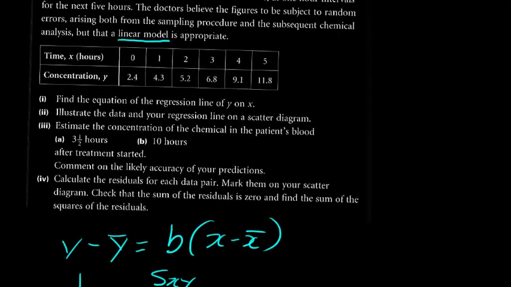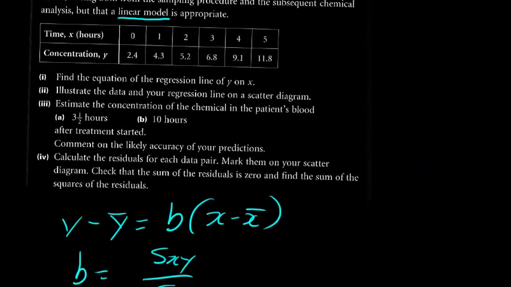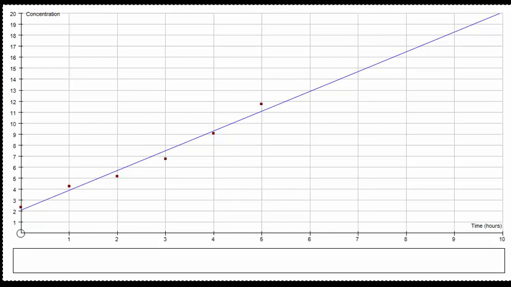So what's the next one after that? Calculate the residuals for each data pair, mark them on your scatter diagram, and check that the sum of the residuals is 0 and find the sum of the squares. Well, I'm going to mark them on my diagram first, and so I've copied this out, and so the residual, remember, is the vertical line from your line of best fit to your actual point. So just that line there, that line there. Obviously you're going to use a ruler, I'm trying to do this by hand, and so there are my residuals.